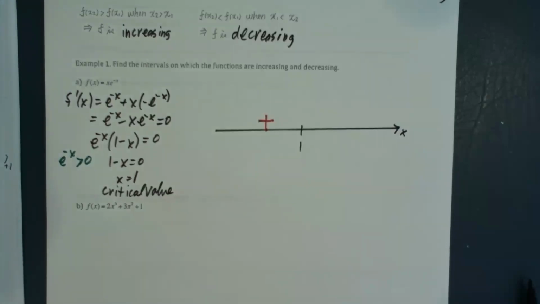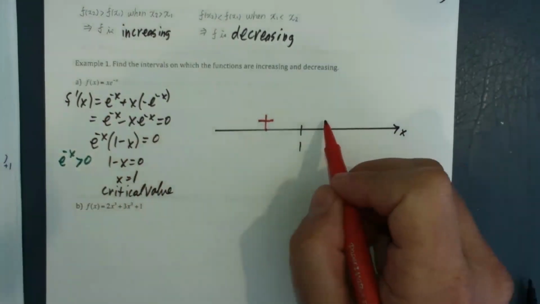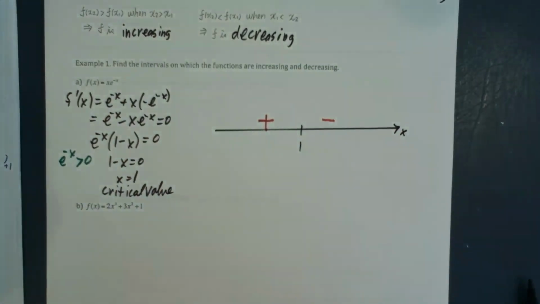Or another way to word that is the slope of the tangent line before x equals 1 is always going to be positive. And if I pick a number bigger than 1, so if I pick 2, 1 minus 2 is going to give me a negative 1. And that is telling us the intervals of increasing and decreasing.